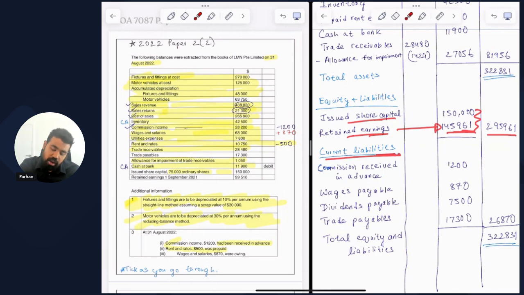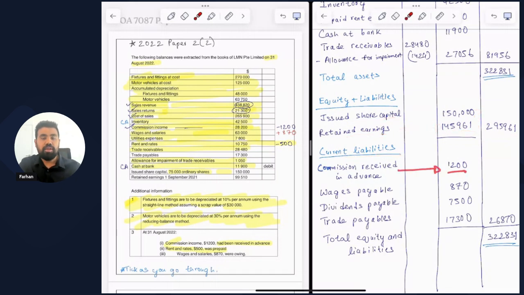So starting with the current liabilities, the first thing is the commission received in advance of $1,200. This is a current liability as we have discussed before because we have received the cash, but we are yet to fulfill our obligation, which is to do with delivering the service or the product. Then you've got the wages that we haven't paid to our staff yet, which is known as wages payable, and that is $870. Then you've got dividends payable of $7,500.